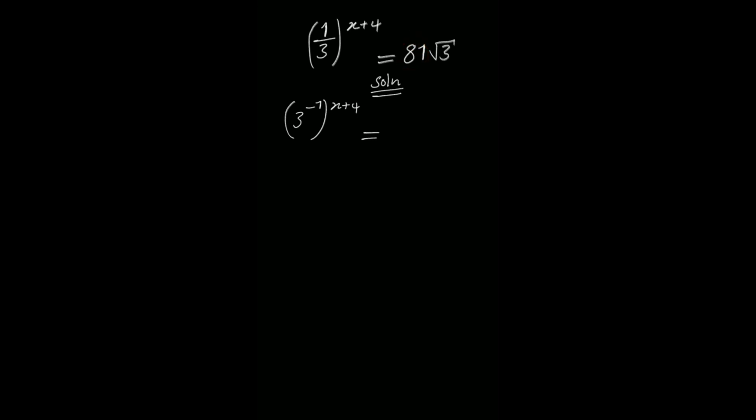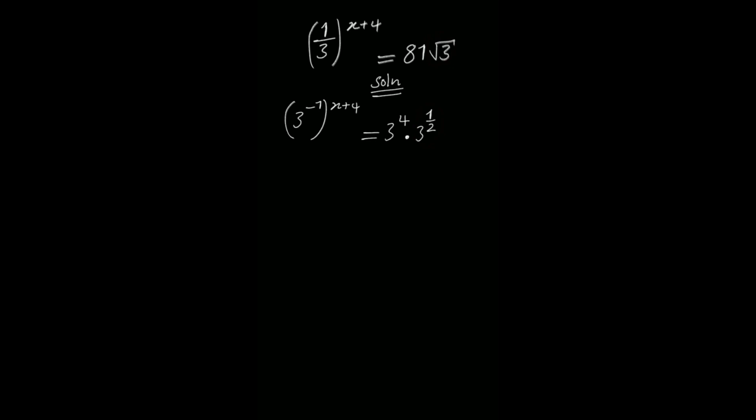81 can be expressed as 3 raised to the power of 4. And the square root of 3 can also be expressed as 3 raised to the power of half. So the square root of 3 is the same as 3 raised to the power of 1 over 2.